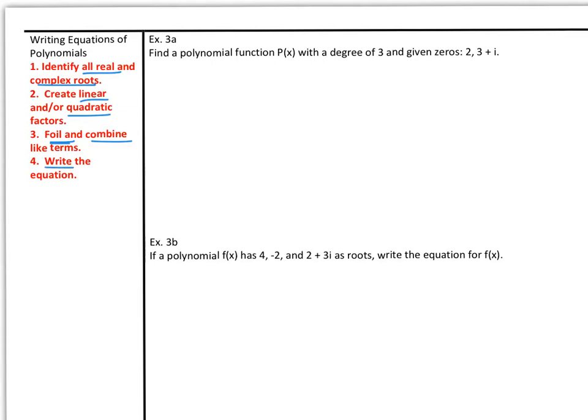Let's try some examples. Find a polynomial function p of x with a degree of 3 and given zeros 2 and 3 plus i. If we're given a degree of 3, that means we should be able to identify 3 zeros in step 1. Well, they tell us a zero is 2, so we'll know x equals 2. And we're also given that 3 plus i is a given zero, or root. If 3 plus i is a given root, then we also know that 3 minus i is a root. That's applying that conjugate root theorem. Notice we have 1, 2, 3 different roots in step 1, and it said it was a degree of 3. So that's our first step.